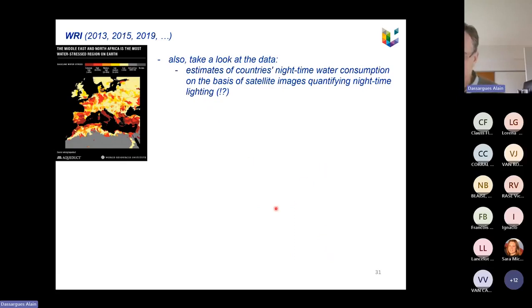And if you look in more detail, but I don't want to spend too much time on that, for example, the estimation for the nighttime water consumption is based on satellite images quantifying the nighttime lighting. So in Belgium, where we have a lot of highways, and until recently our highways were illuminated during the whole night, we are considered a high consumer of water due to that fact. So this is really the kind of estimation that is not so robust.